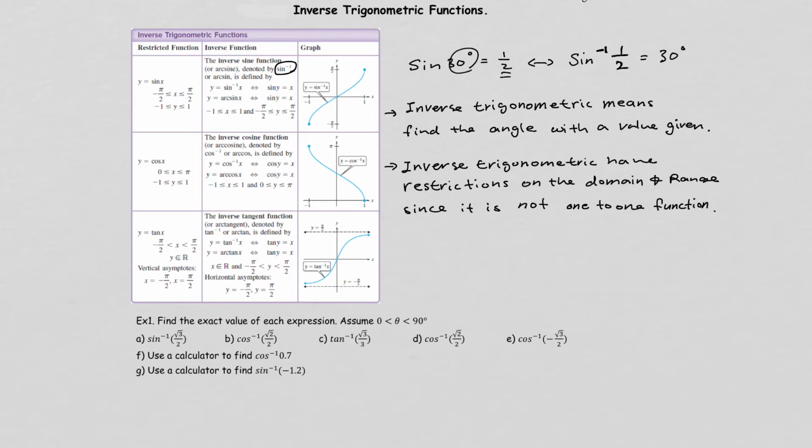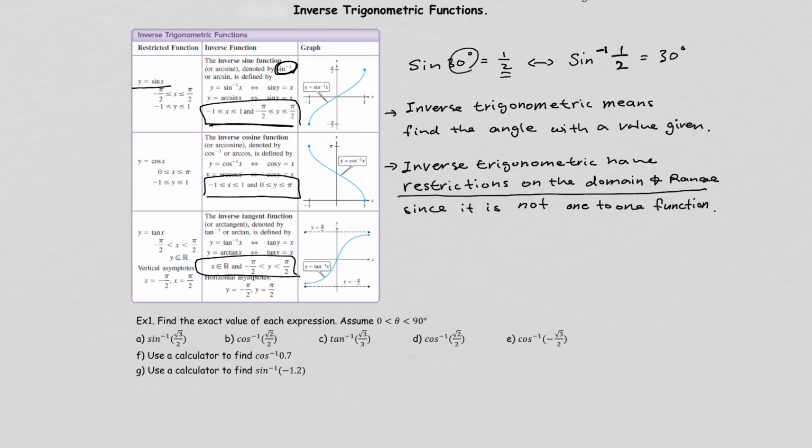Another important thing about inverse functions is they have restrictions on the domain and range because they're not one-to-one functions. So you will see your sine inverse will have domain and range restrictions. Cosine will have that too, and tangent also. With that in mind, let's look at example 1.